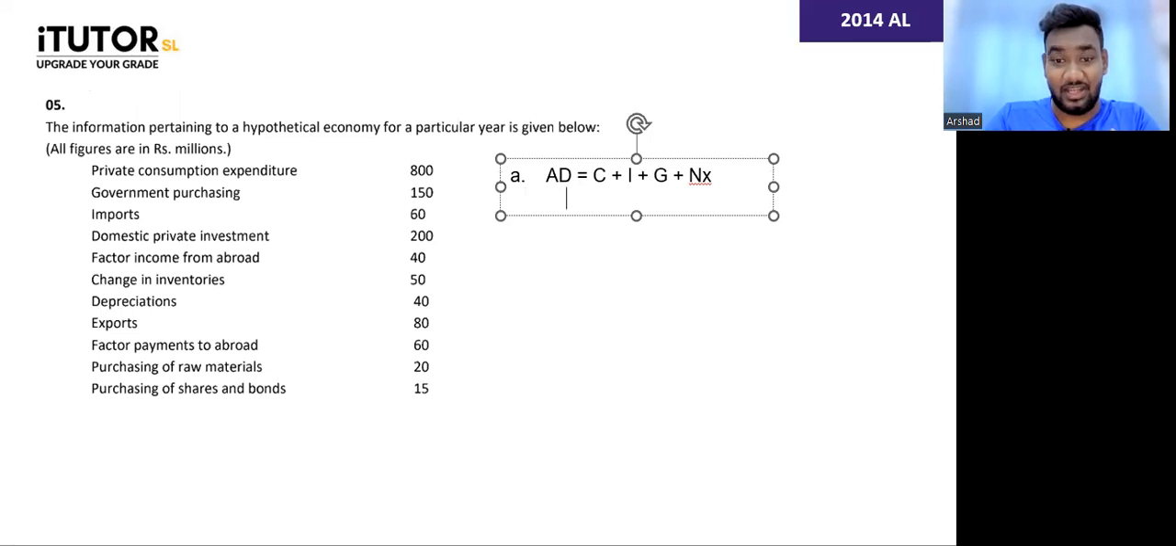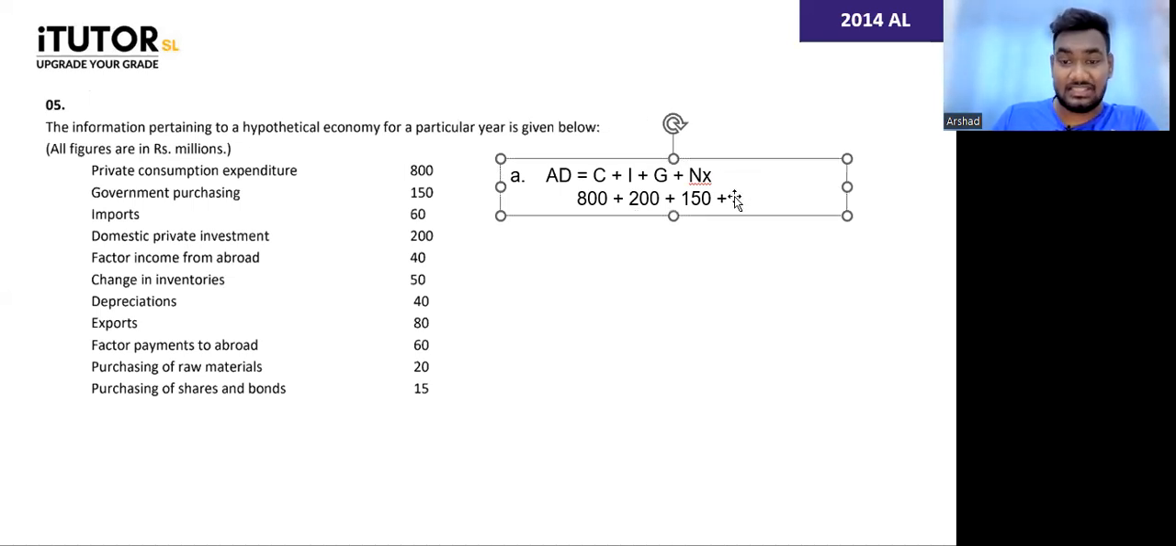So consumption, now remember they are only asking you for the equation. They are not asking you to calculate and find the final value. So consumption is how much? Private consumption 800. Investment, they have said domestic private investment 200. Government spending they are saying is 150. Net exports is exports minus imports. Exports are 80. Imports are 60. So this is your aggregate demand.